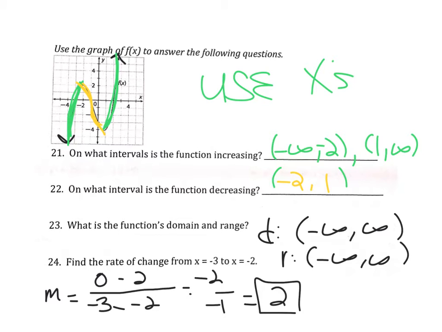Tomorrow on your test, it does not have arrows. It does stop. So you need to have numbers in there tomorrow. Then it says decreasing. Decreasing is what I did in the yellow right here. It's decreasing from here, which is negative 2, down to here, which is at 1.